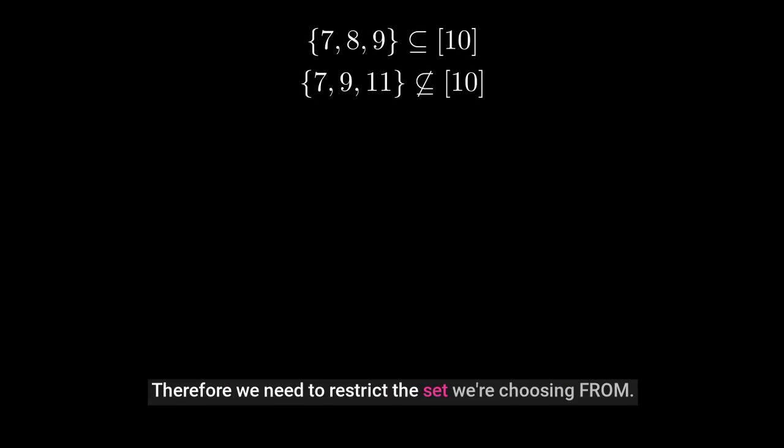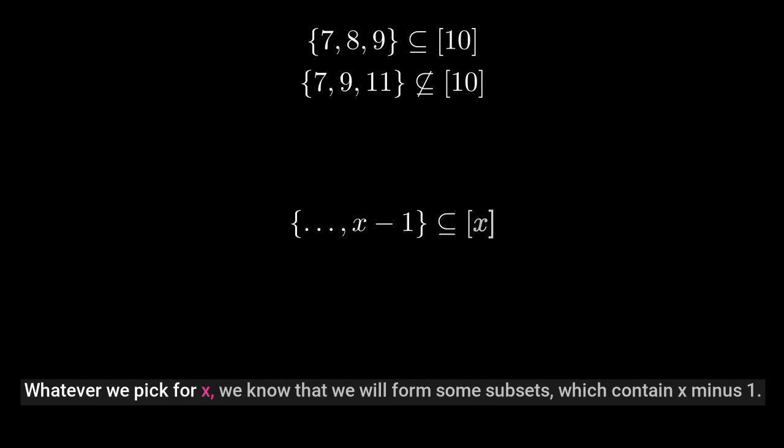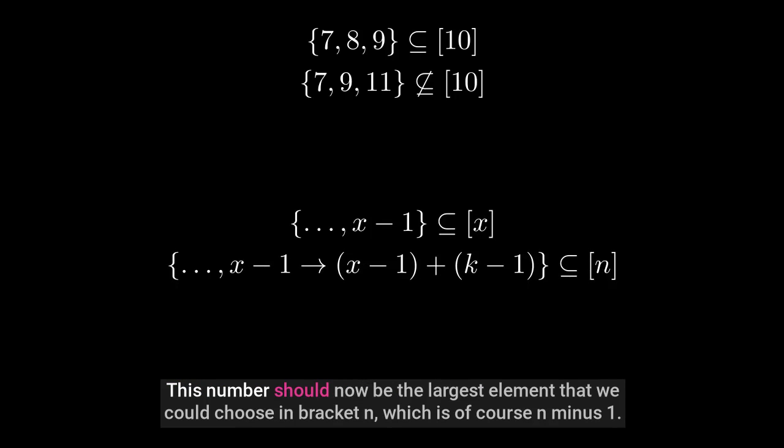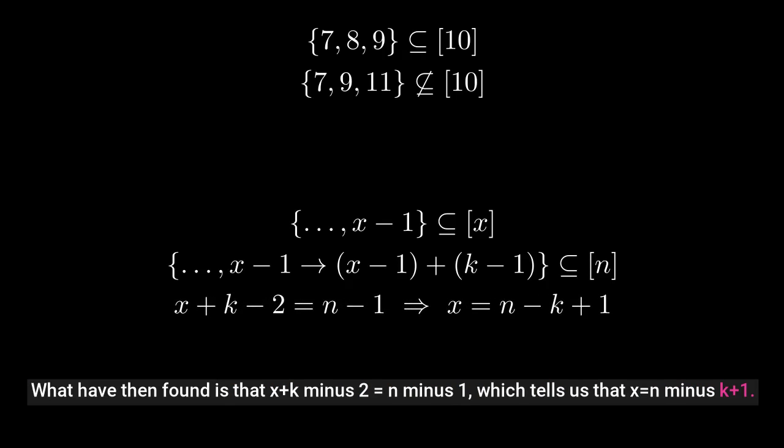Therefore, we need to restrict the set we're choosing from. That is to say, we want to make choices from bracket x for some integer x less than n, but what is x? Whatever we pick for x, we know that we will form some subsets which contain x minus 1. For these subsets, x minus 1 will get shifted up by k minus 1 and become x plus k minus 2. This number should now be the largest element that we could choose in bracket n, which is of course n minus 1. What I've then found is that x plus k minus 2 equals n minus 1, which tells us that x equals n minus k plus 1.